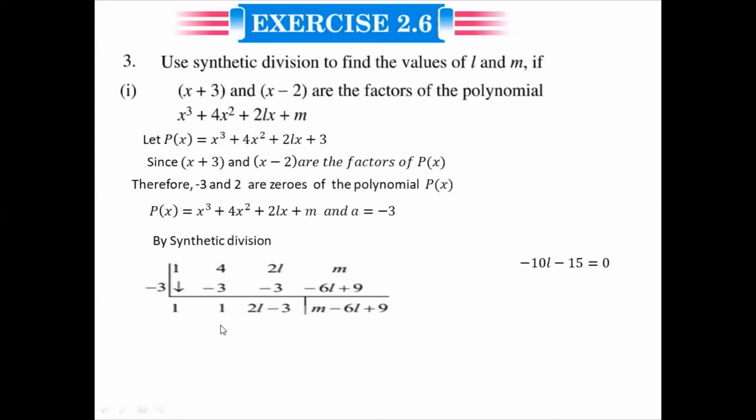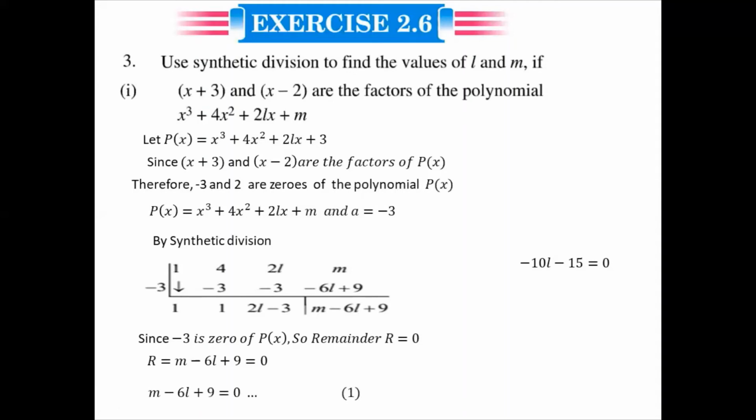So this will be the quotient, and this will be the remainder. Since minus 3 is the zero of the given polynomial, the remainder must be equal to 0. So we put the remainder equal to 0. So m minus 6l plus 9 is equal to 0. We can write this equation as equation 1. So m minus 6l plus 9 is equal to 0.